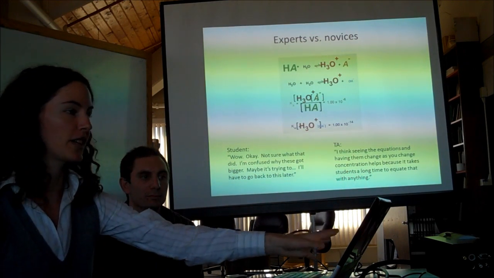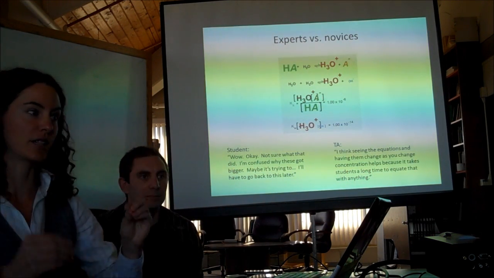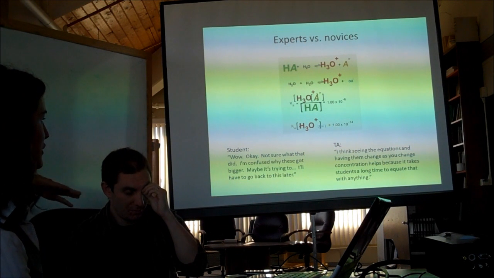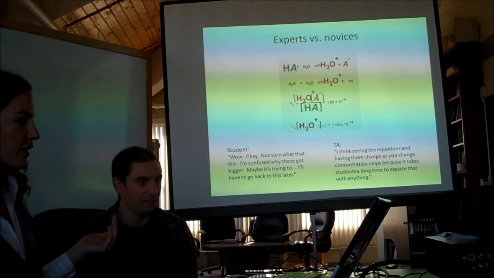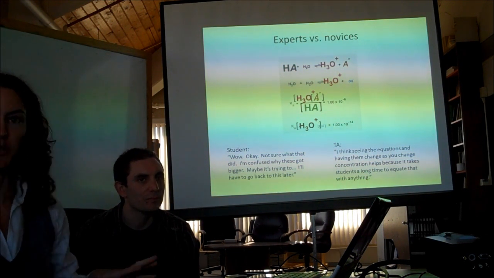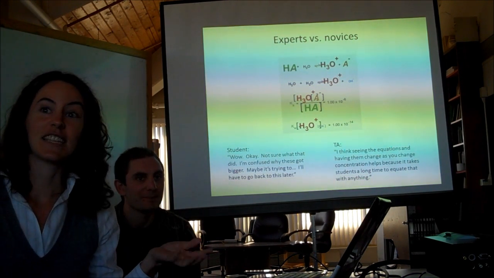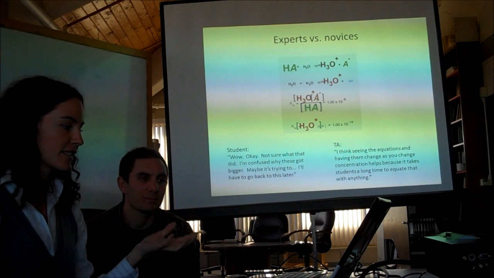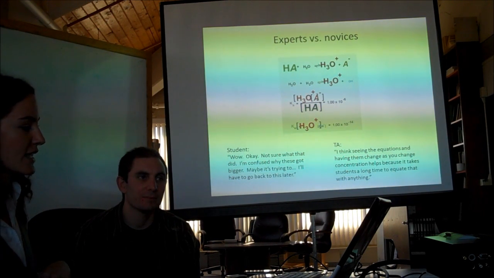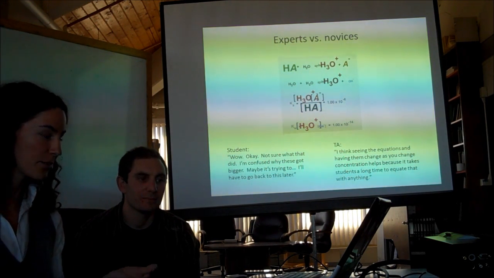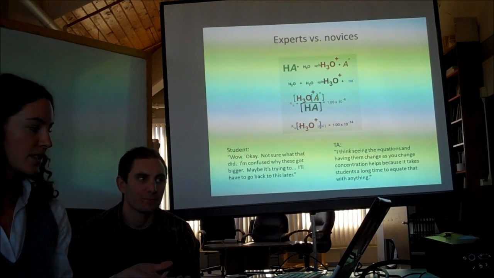So the student would open up the graph view and see it expand and be like, whoa, okay, not sure what that did. I'm confused why these got bigger. Maybe it's trying to... I'll have to go back to this later, but then they wouldn't go back to it. Whereas the TA, when they saw it, they're like, oh, I think this is really good. You know, I think seeing the equations and having them change as you change concentration helps because it takes students a long time to equate that with anything.